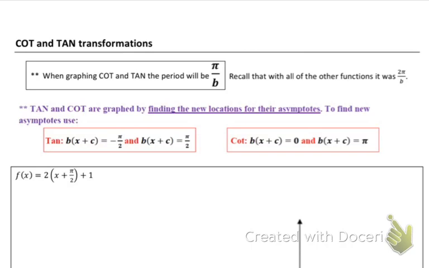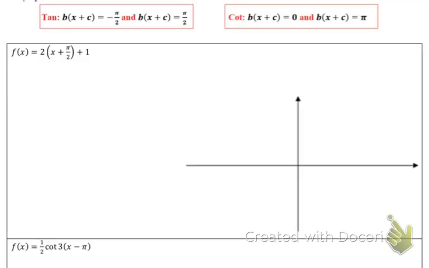We're just going to do it, and you'll figure out what this means in just a second. We're just going to graph one. I got them up here. This is if I'm tangent, this is if I'm cotangent. So I'm tangent right now. Yours should say 2 times tangent of 2 times x plus pi over 2, plus 1. So I'm using tangent, so I'm going to use this.